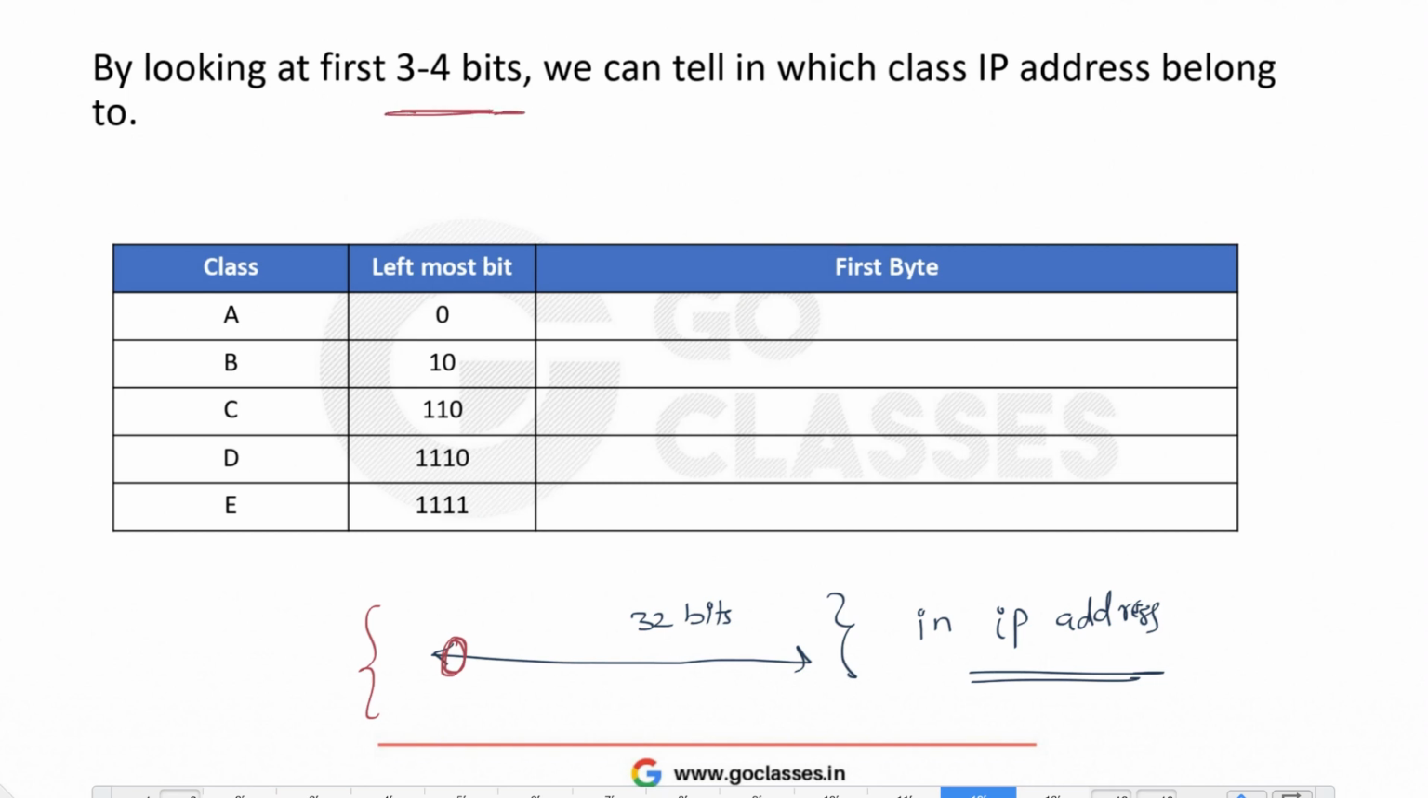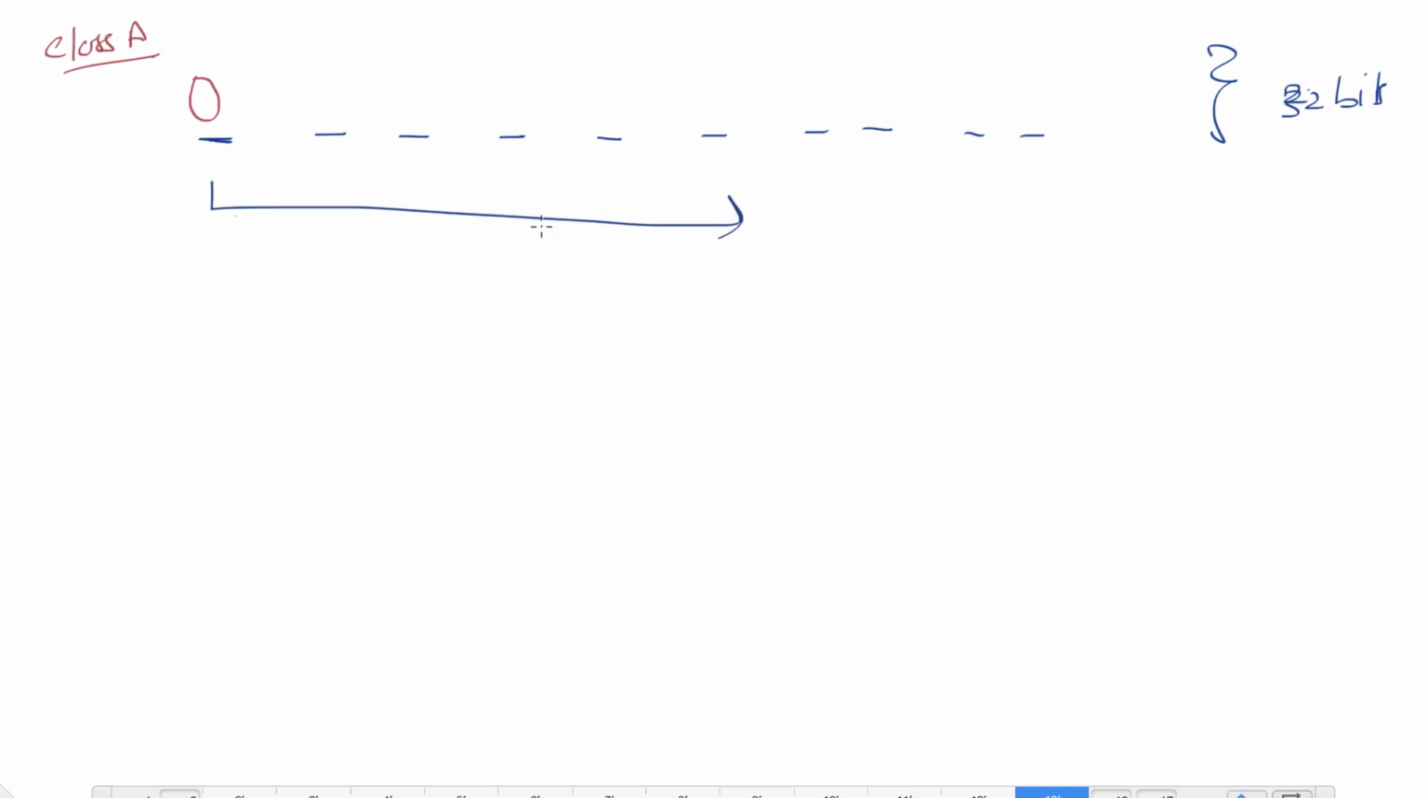Now suppose the first bit is 0, which means it is class A. I'm talking about class A, which means the first bit is 100% 0. Now what about the remaining bits? If you remember, this is 32 bits, and for class A the initial 8 bits are given to the network ID. Now suppose I ask you, what are the possible numbers that we can have in the initial 8 bits, or the first byte, minimum and maximum range?